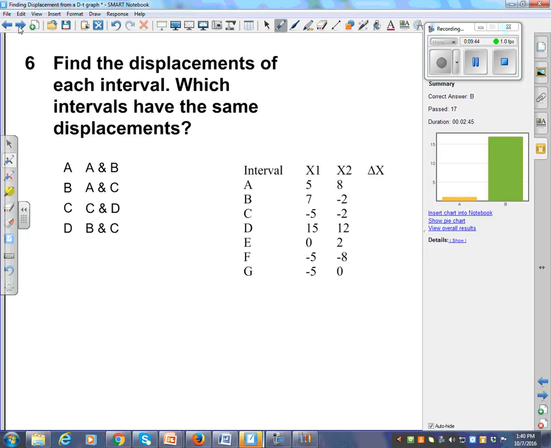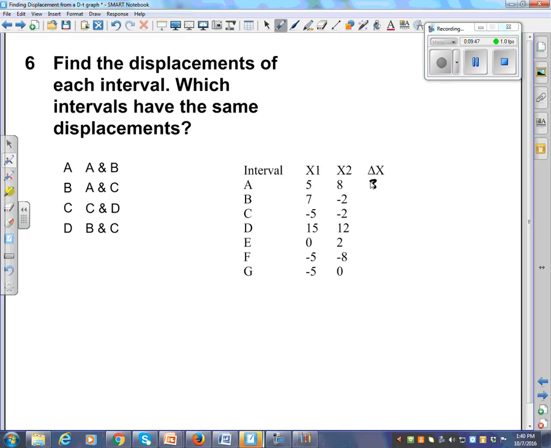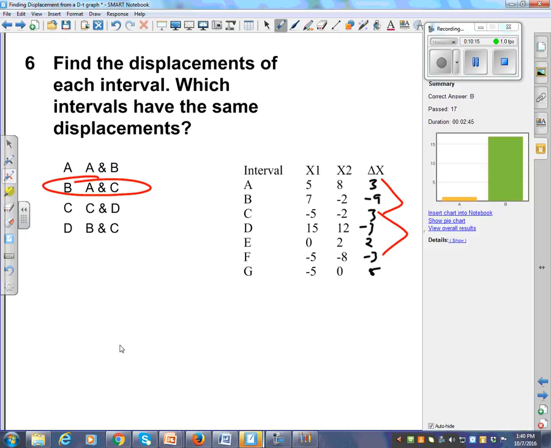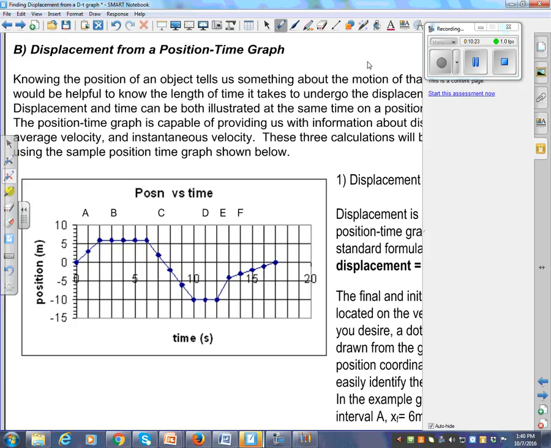Okay, these ones here, which ones are the same? 5 to 8 is 3. 7 to minus 2 is minus 9. 5 to minus 2? 3. 15 and 12, minus 3. 0 to 2 is 2. Minus 3, 5. Which ones are the same? Those ones and those ones. But C and F is not an option. So it has to be B, A, and C. Whatever. You're right. Answer B. Okay. You now know how to find displacement.